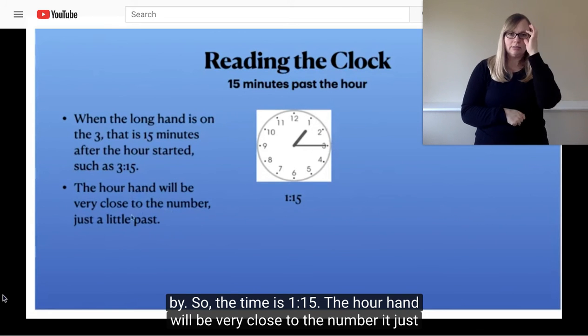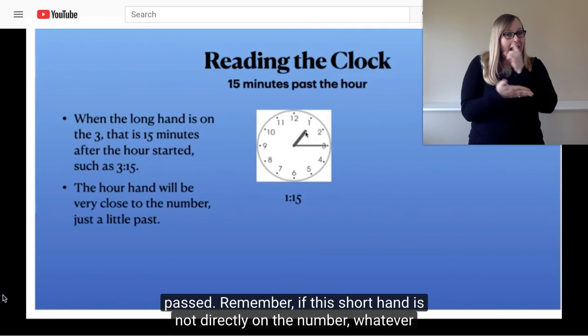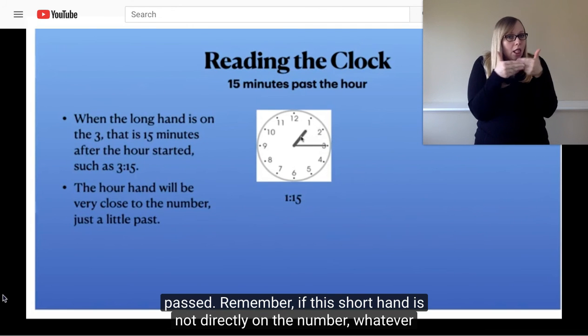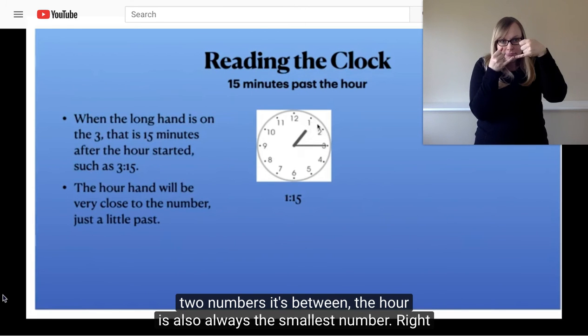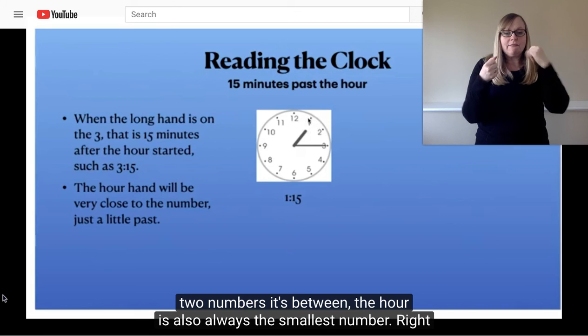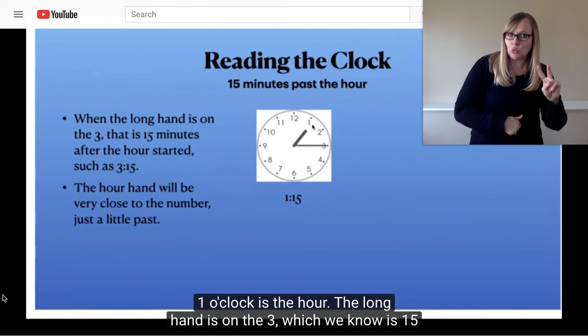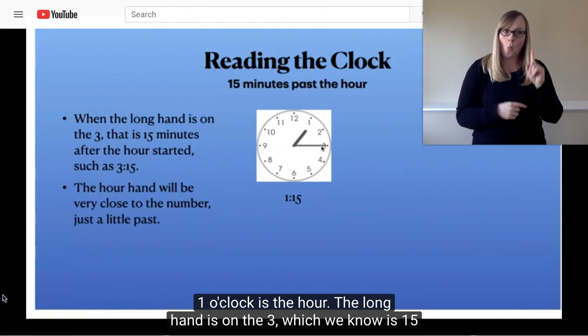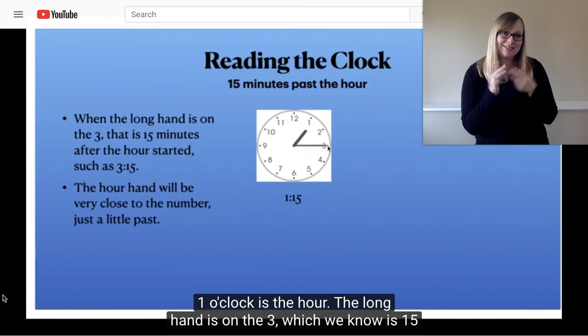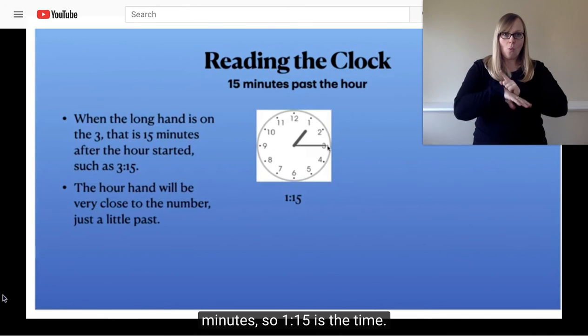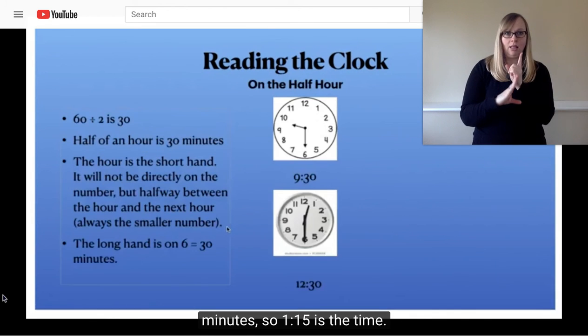The hour hand will be very close to the number it just passed. Remember, if this short hand is not directly on a number, whatever two numbers it's between, the hour is always the smaller number. Right now, it is barely past the 1, but it is between the 1 and the 2. 1 is smaller, so 1 o'clock is the hour. The long hand's on the 3, which we know is 15 minutes. So 1:15 is the time.